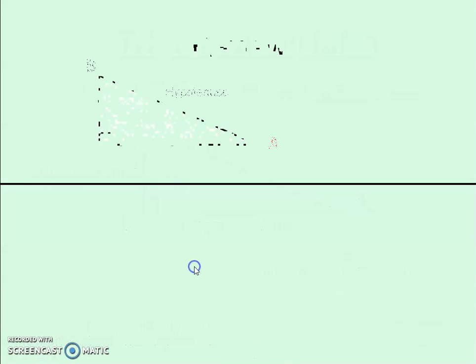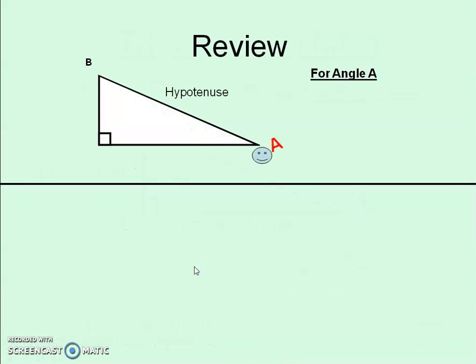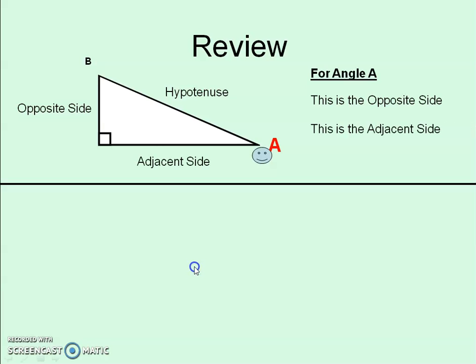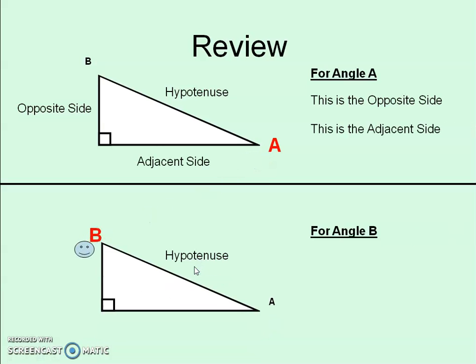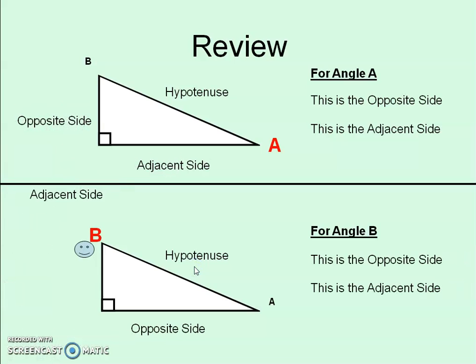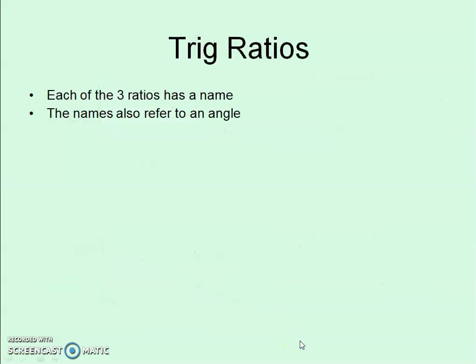But I will move ahead just as a quick recap. From angle A, that's the opposite, that's the adjacent. And from angle B, this one is the opposite, it switches, and this one is the adjacent. It switches, but the hypotenuse stays the same. So that's what we've done so far. That's a quick recap of how to label things in a right angle triangle.